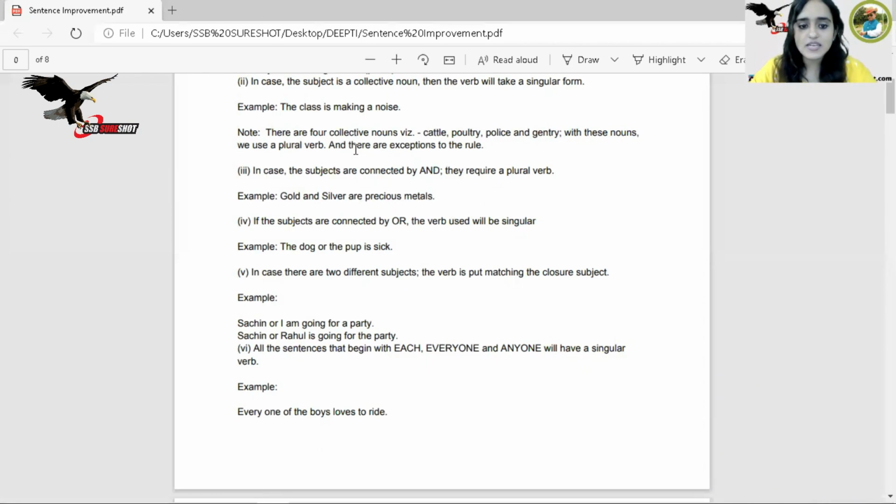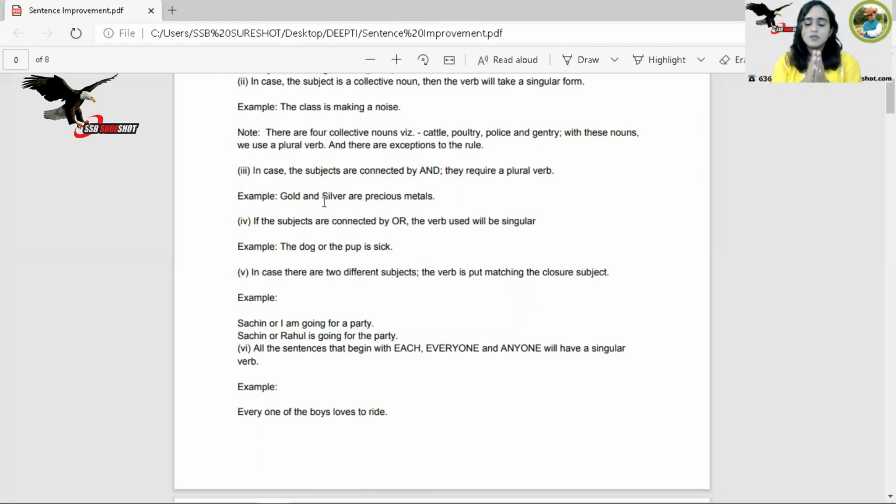In case the subjects are connected by and, they require a plural verb. If two subjects are connected by and, they require a plural verb. So, for example, gold and silver are precious metals. Here, gold and silver are two subjects which are connected by and, which is a conjunction here. So we have used a plural helping verb, are.